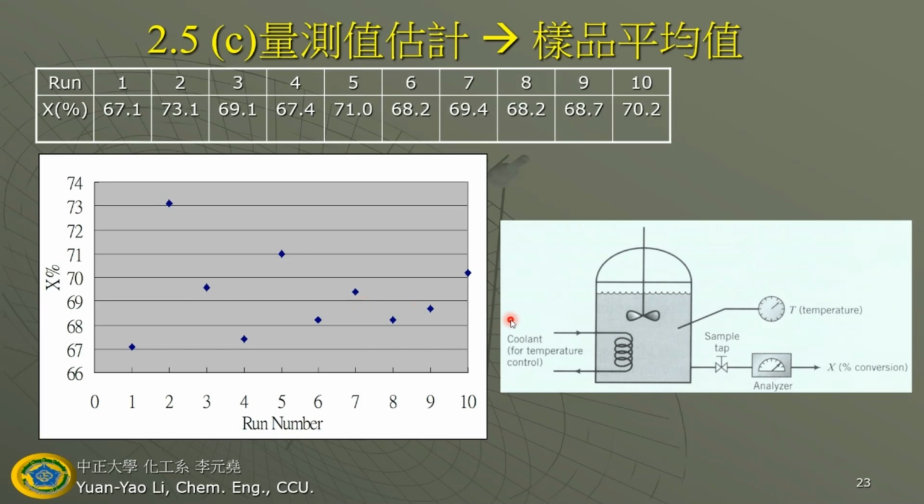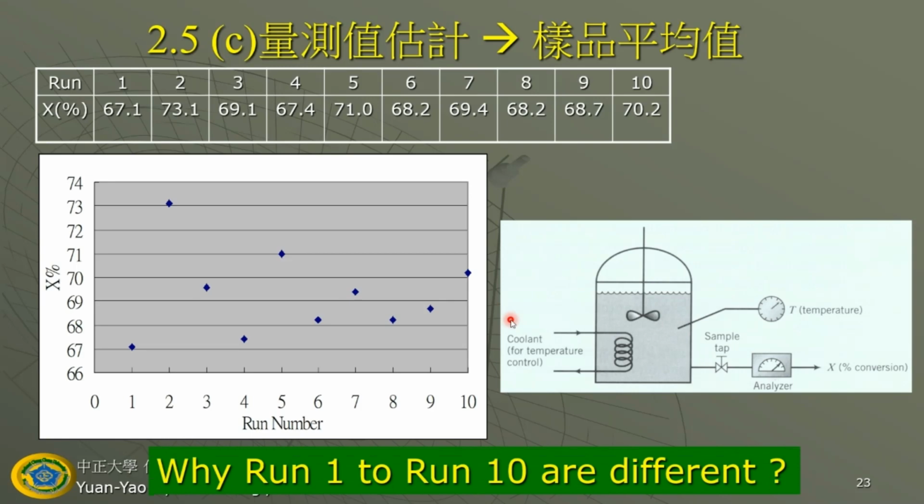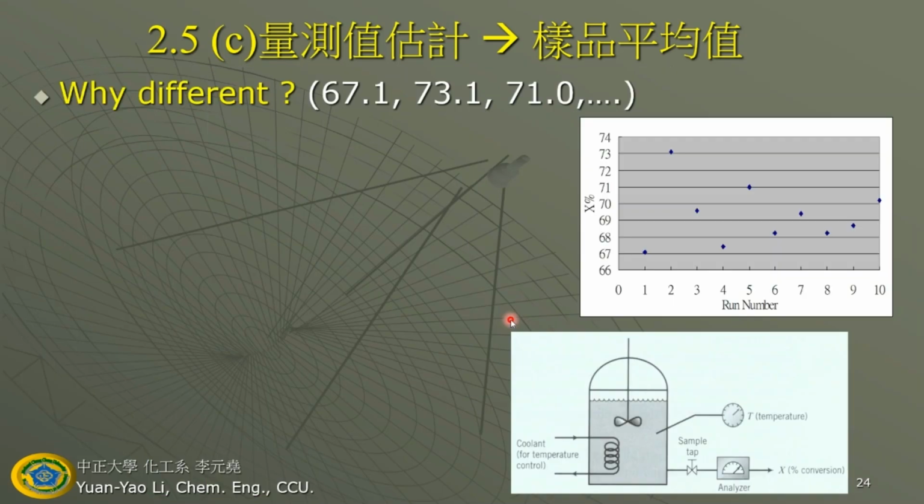So how are you going to express these numbers? Why are round 1 to round 10 different? There are many factors, right? As I just told you, why the difference? The first one is 67, the second one is 71, the third one is 71. The second one is 73.